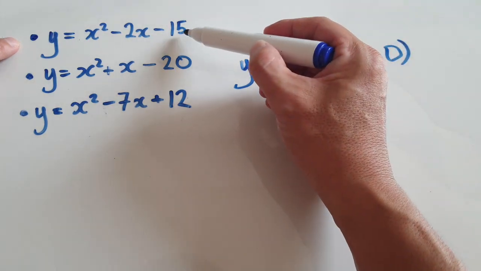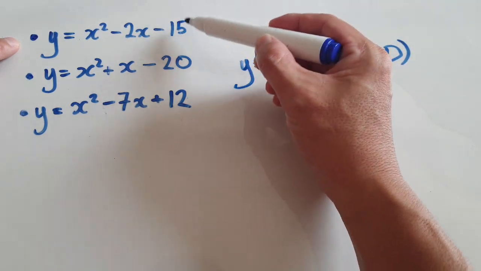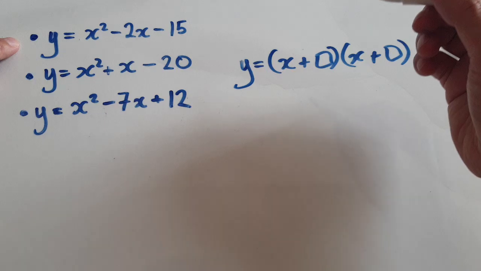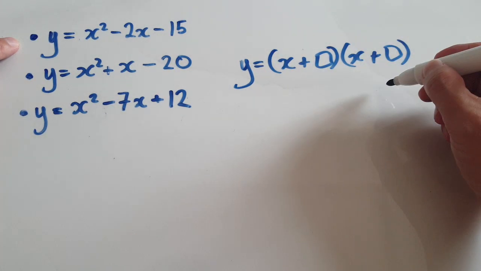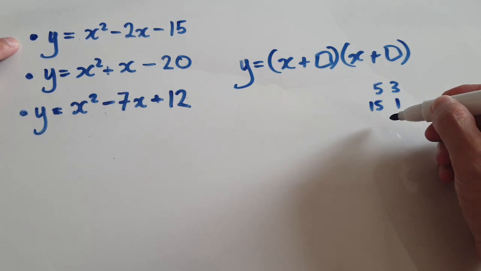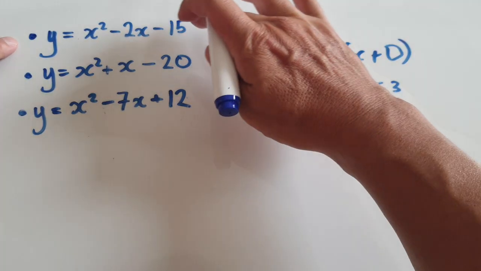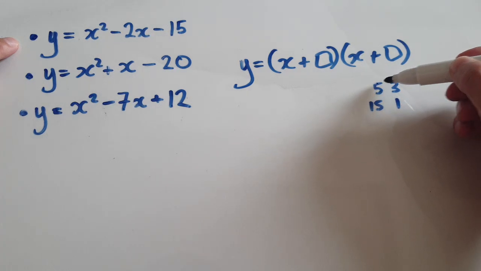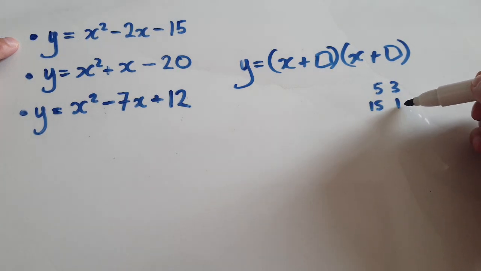So to do this, your biggest clue is this 15. Two numbers multiplied together to give you a 15. Well, it could be a 5 and a 3. It could be a 15 and a 1. That's pretty much it for 15. So we've got to play around with 5 and a 3 or a 15 and a 1.